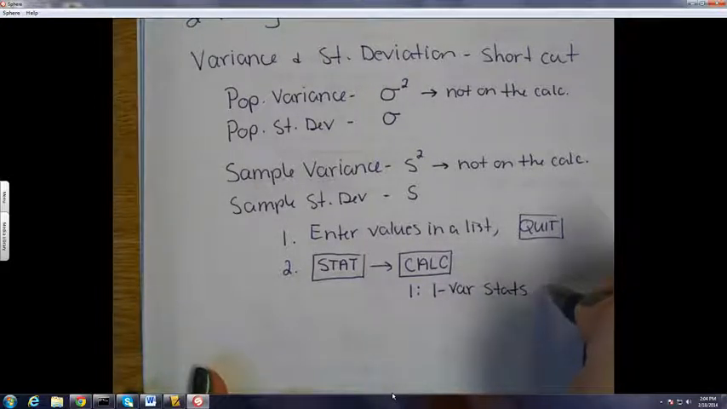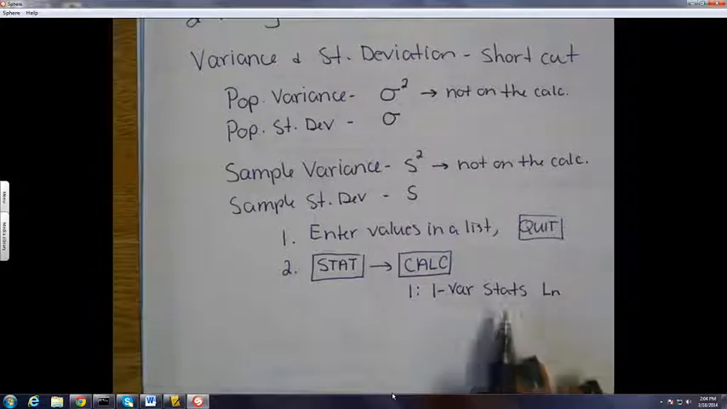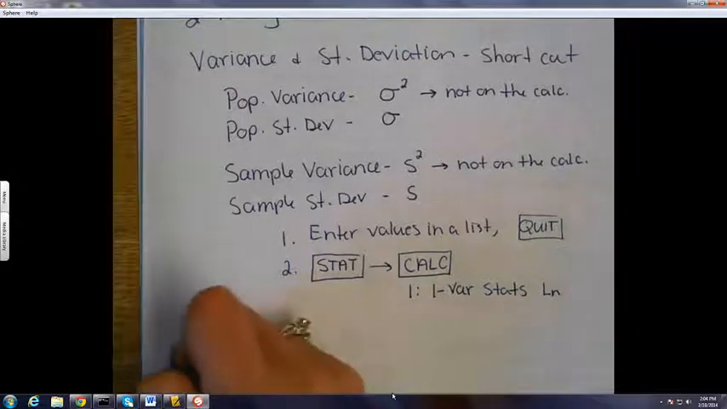And then you can put a list number. The list number is not necessary. If you don't put a list number, the calculator automatically goes back to list 1 and works with that one. So if you put your numbers in list 2, you've got to tell it list 2 or list 3. If you don't put a list number, it goes right back to list 1. So let's try.